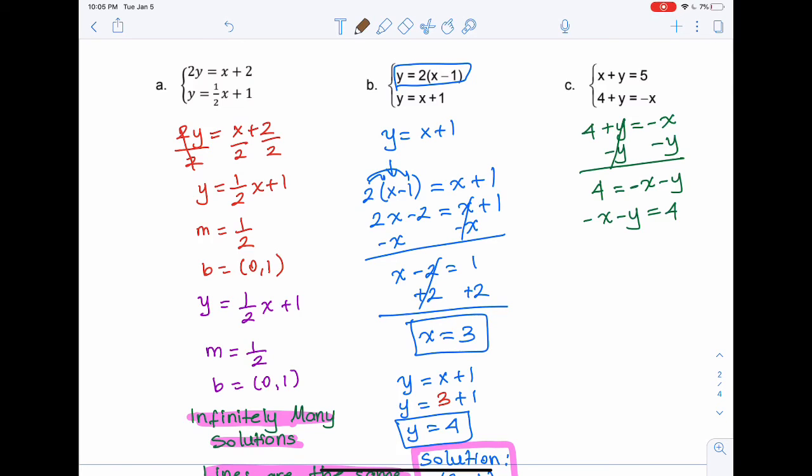Let's rewrite the system. Our first equation was x plus y is equal to 5. And our second equation is negative x minus y is equal to 4. So let's add them. Oh, both our variables are gone. And the statement we ended up with, 0 is equal to 9, is not a true statement. Then, because this is not a true statement, we will say no solution.